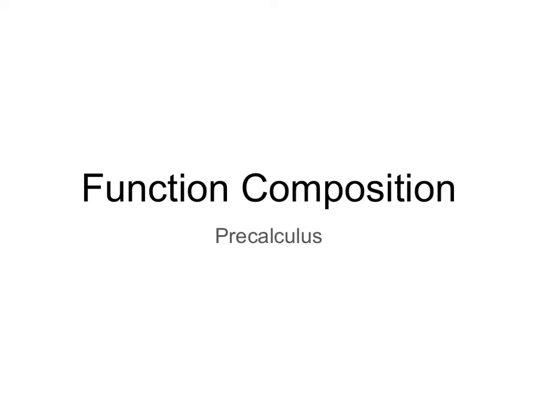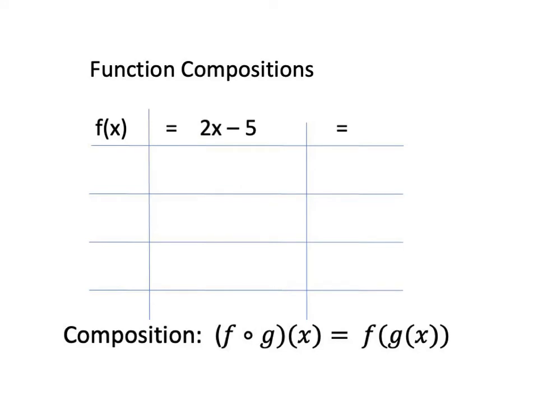In this lesson, we are going to learn how to perform the composition of two functions. Consider the function f of x equals 2x minus 5. We just have a linear function, and we've learned early on that we can evaluate this function by simply plugging in 2 where there's an x. So this would be 4 minus 5, which is negative 1.